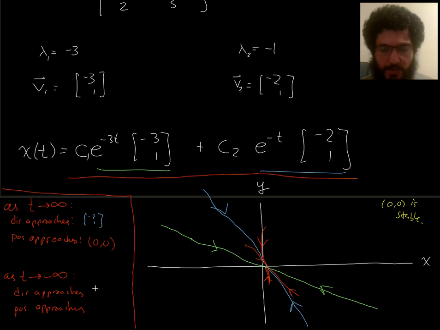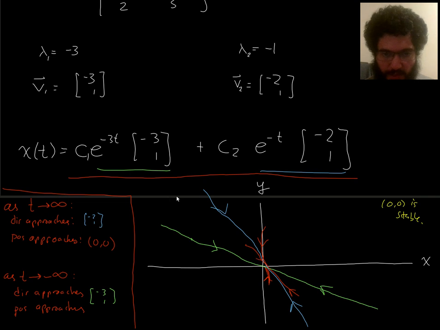And as you look towards the past, you get the opposite behavior. The signs sort of flip around because of the minus signs. So if you start putting in negative 1,000,000 for t, then you'll see the opposite. This actually dominates the direction, and this is going to be negligible in comparison. So the direction approaches that of negative 3, 1. So you're going to come in parallel to the green line.